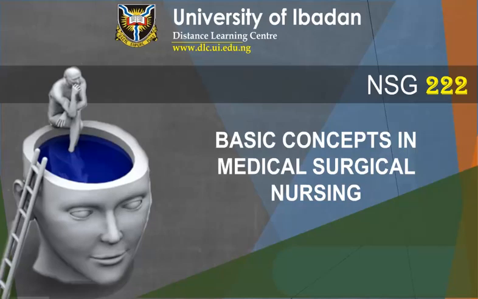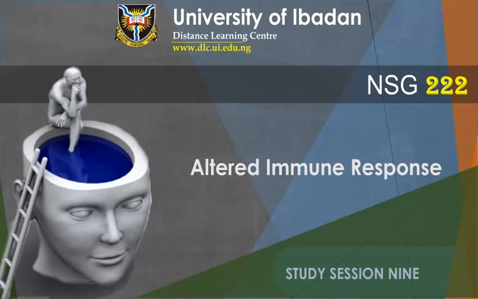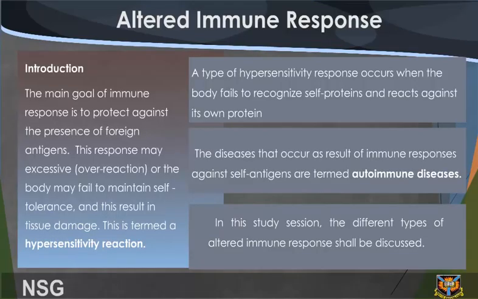Welcome to NSD 222, Study Section 9, Altered Immune Response. Introduction. The main goal of immune response is to protect against the presence of foreign antigens. This response may exert an overreaction, or the body may fail to maintain self-tolerance, and this results in tissue damage.